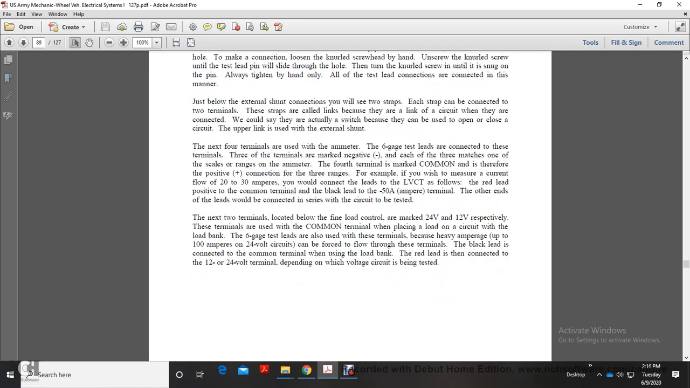The two terminals located below the fine load are marked 24 volts and 12 volts respectively. These terminals are used with the common terminal to place the load on the circuit with the load bank.